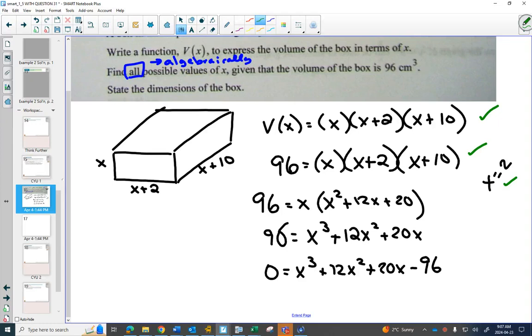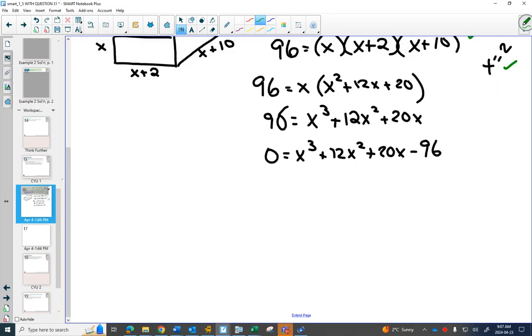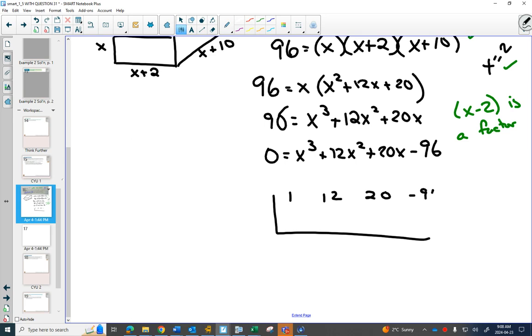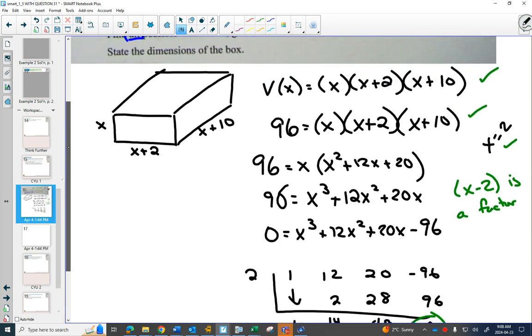And the nice thing about the guessing and checking to get 2 as an answer is you already know if x equals 2 is an answer, that means that x minus 2 is a factor. So we can go to our synthetic division, and we can put a plus 2 outside, bring down the 1, multiply, add, multiply, add, multiply, and add, and sure enough, we get that remainder of 0. Okay?